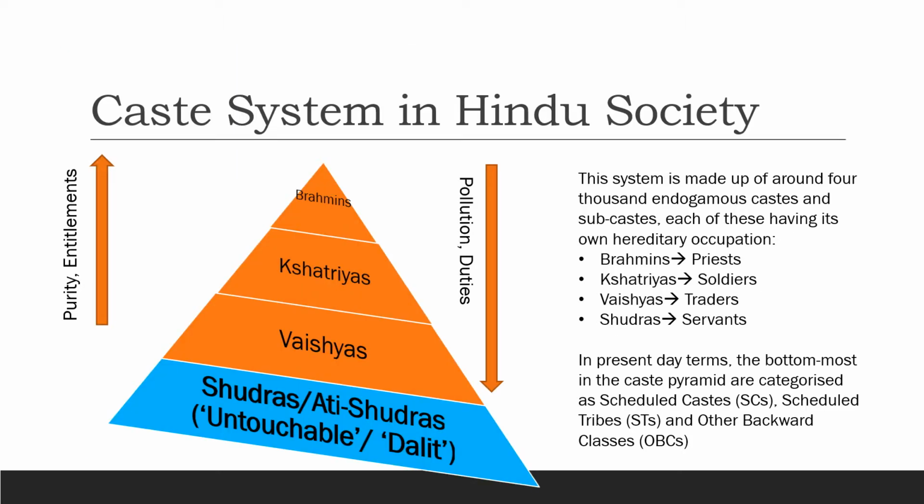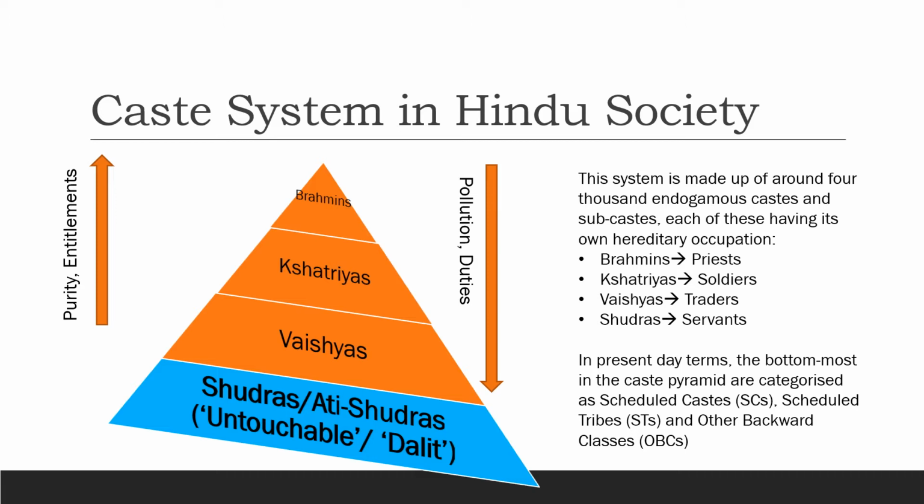The caste system in Hindu society is made up of around 4,000 endogamous castes and subcastes, each of these having its own hereditary occupation. According to the founding texts of Hinduism, society is divided into the following four varnas: Brahmins, who were the priests, the educated class; the Kshatriyas, the warrior class, the kings, the soldiers; Vaishyas were the merchants and traders; and Shudras, the servants meant to serve the above three castes.